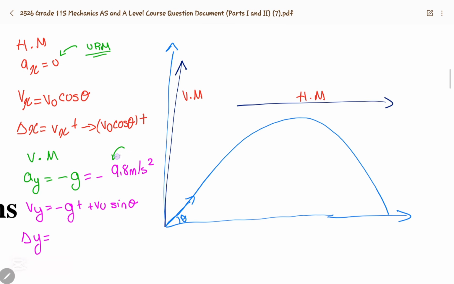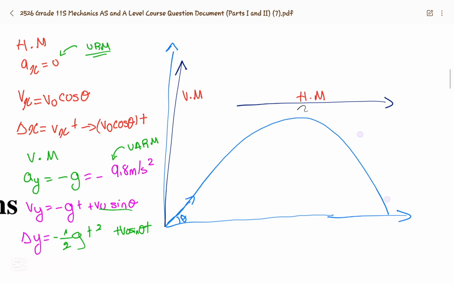But here I do have an acceleration, it's u, a, r, m. So I cannot use delta x equals velocity times time. Instead, I need to use 1 over 2 a t squared. So delta y is 1 over 2 a t squared plus v0 t. But pay attention, here my acceleration was minus g, so it equals minus 1 over 2 g t squared plus v0, in this case v0 sine theta t. So far these are the few equations that we need to know of.